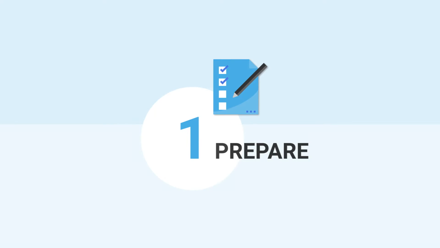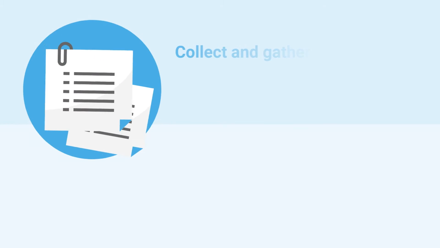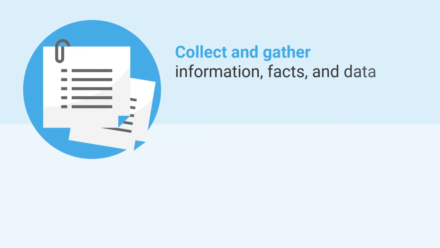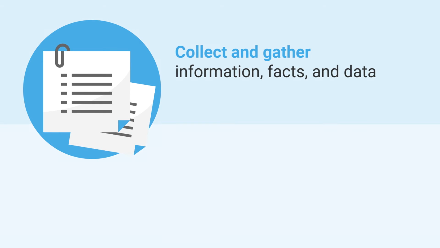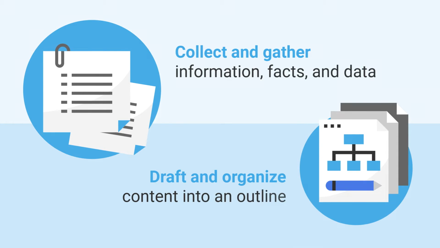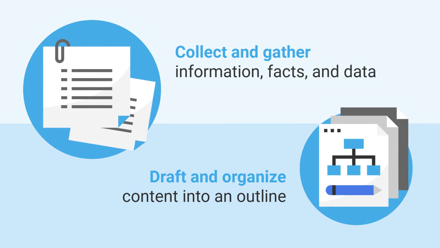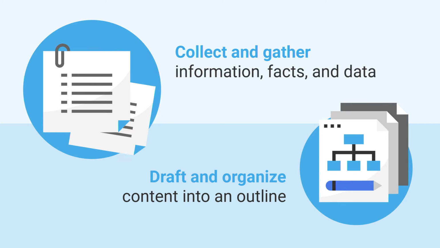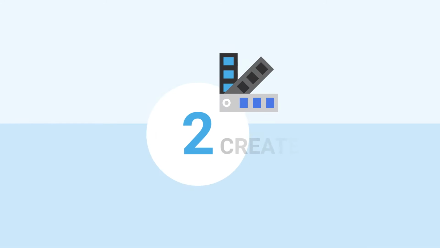First, prepare your information. Collect and gather the information, facts, and data essential to include and that your audience needs to know. Then draft and organize your content into an outline with clear messaging and clear flow from beginning to end. Next, create your infographic.